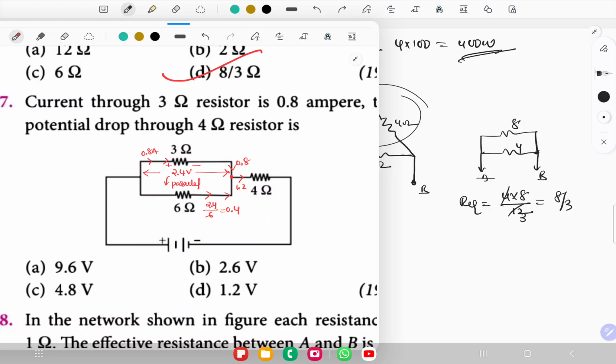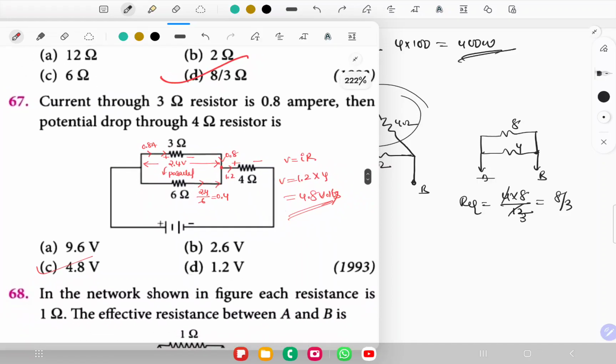1.2 ampere. The question they are asking is the voltage across the 4 ohm resistor, plus minus. V is equal to I into R. V is equal to, I value is 1.2 here, into R is 4. The answer is 4.8 volts, which is the correct answer. Which option? Option D is the correct answer. Got it?